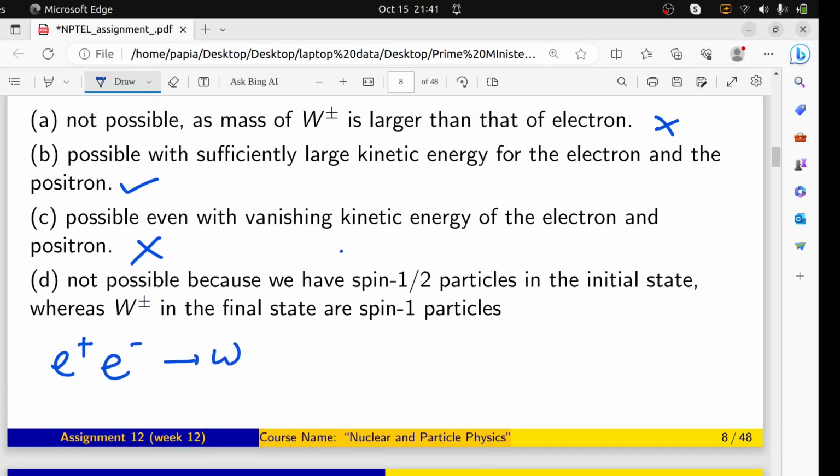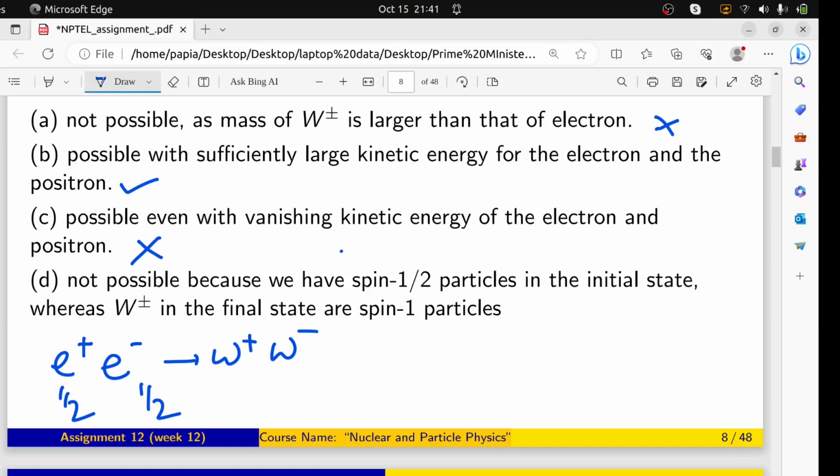See, spin angular momentum should also be conserved in that reaction, right? So here the spin is half, and here the spin is half. And I already told that spin is an additive quantum number. Additive means it will be a quantum mechanically additive quantum number.